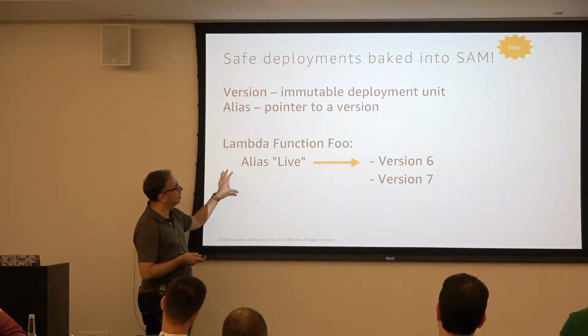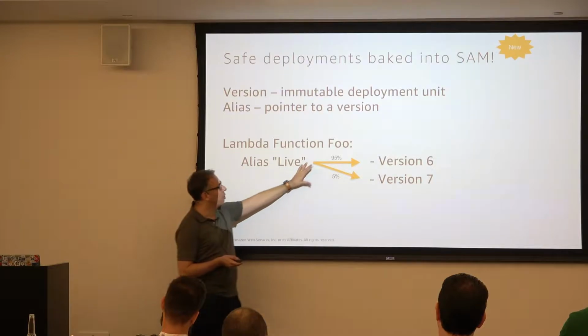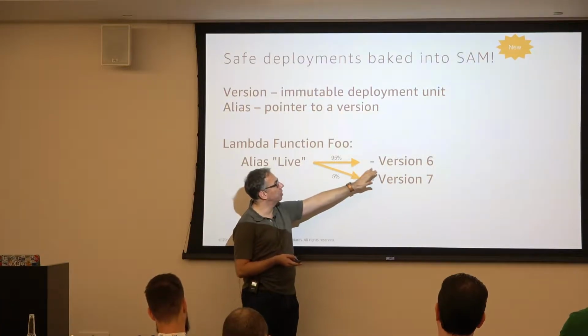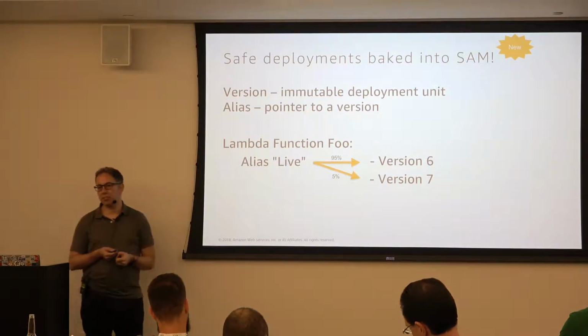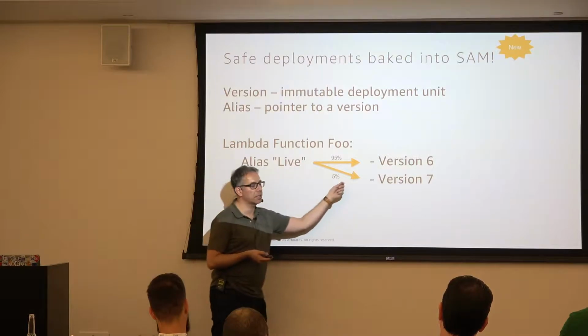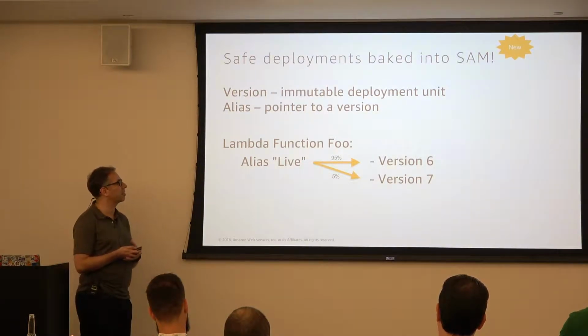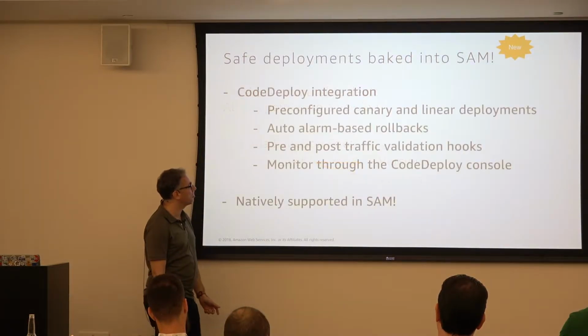What we added last year is the possibility to do balancing and add weights and say, I want the alias live to send 95% of the invocations to version 6 and just 5% to the new version that I want to test in production. Test in production is an interesting concept, but it's actually what is happening, to be sure that it works before I roll out to everybody.